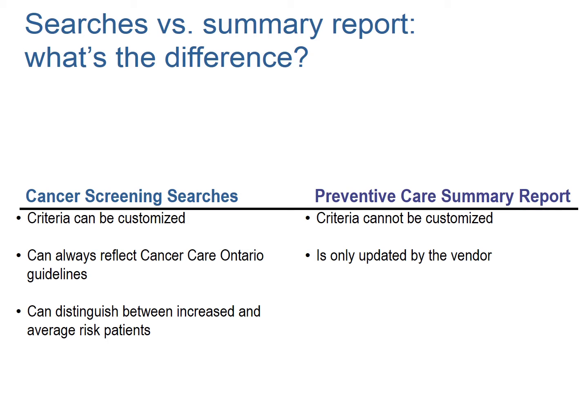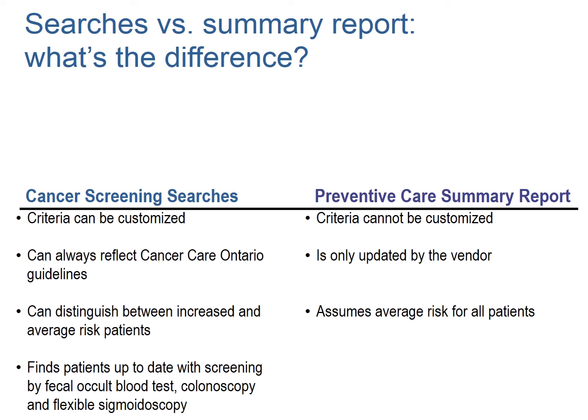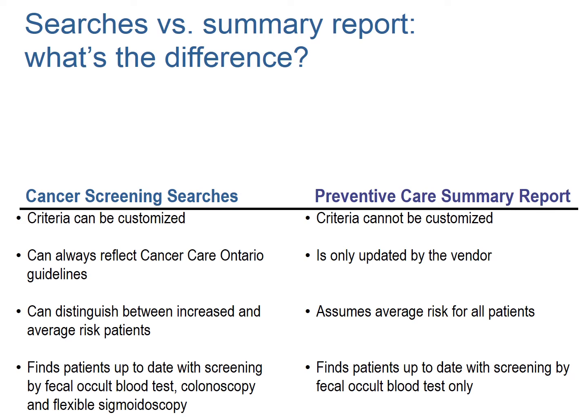Cancer screening searches can also differentiate between average risk and high-risk patients. You can do this by adding criteria that identifies patients at higher risk. This is helpful because patients at high risk may need to be screened differently or more frequently. The Preventive Care Summary Report assumes all patients are at average risk. Lastly, our colorectal cancer screening search can identify patients who are up to date for screening by fecal occult blood test, colonoscopy, and flexible sigmoidoscopy. In contrast, the summary report will only track patients who are up to date with fecal occult blood test.